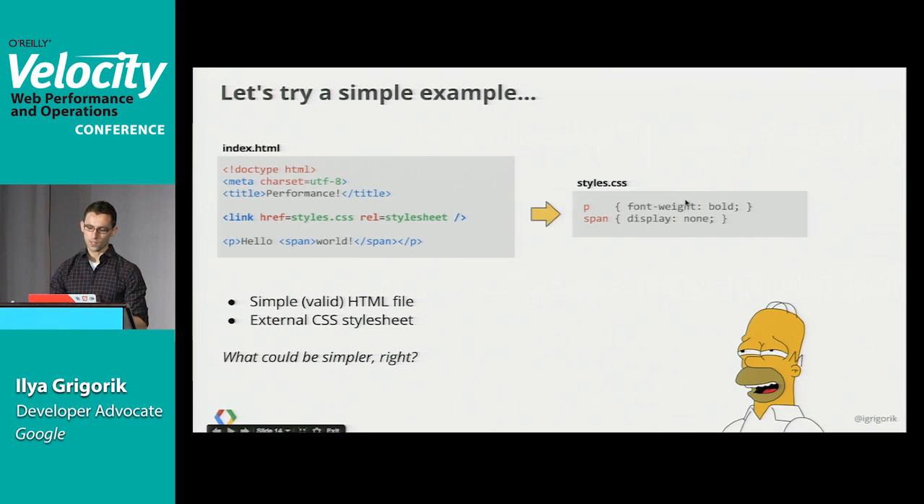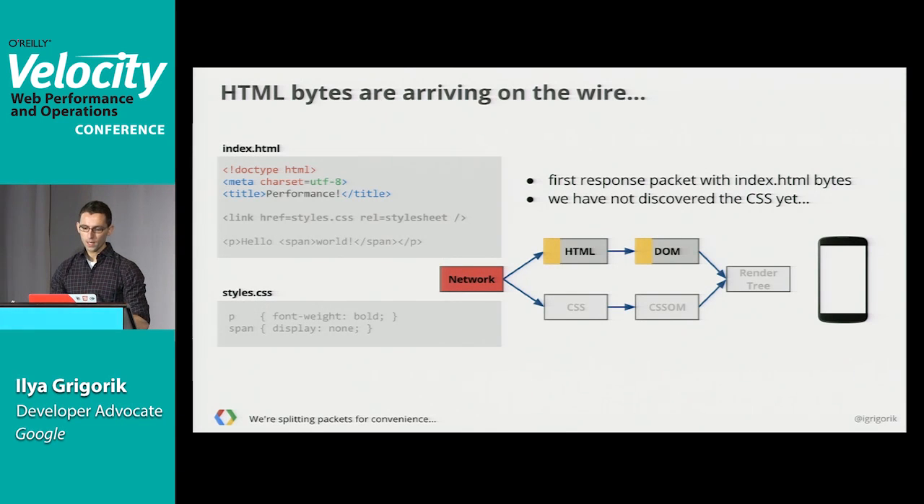An external style sheet contains just two rules, right? So this is very, very simple. And in theory, we should be able to render this in no time flat, right? Well, let's see how this works. So first, we make the TCP connection, and we start fetching data, right? And let's just say, for the sake of example, that the first part of the page that gets shipped is just this above the header content, right?